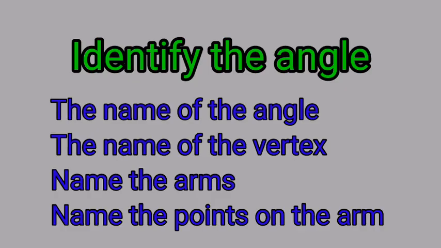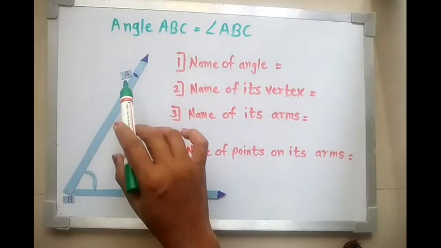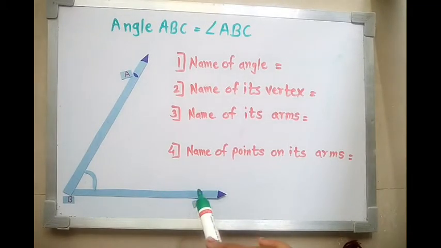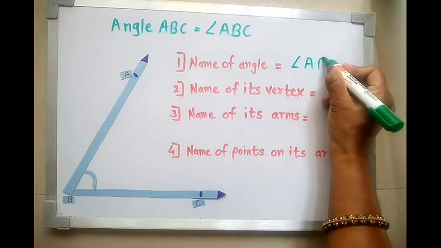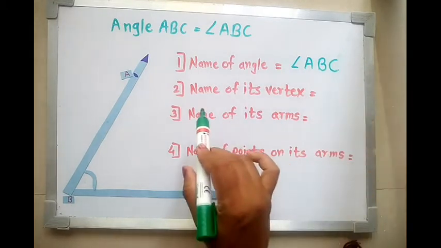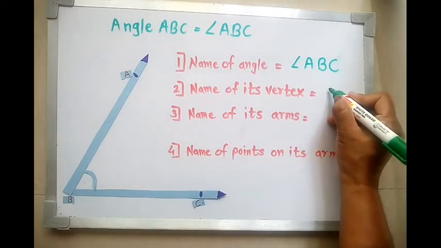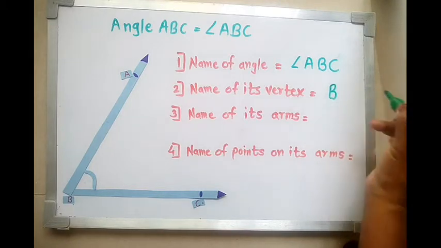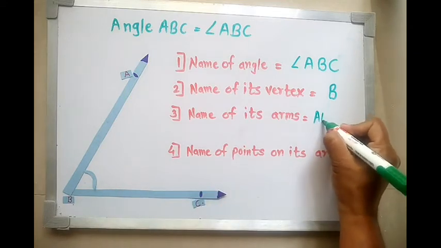Let's write down information of angle shown here. Identify the angle, the name of angle, vertex and arms. Name of angle: angle ABC. Name of its vertex: vertex name is B. Name of its arms: arm AB and arm BC.